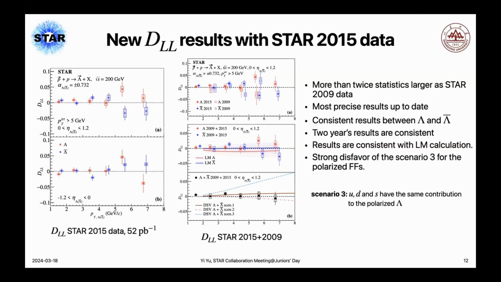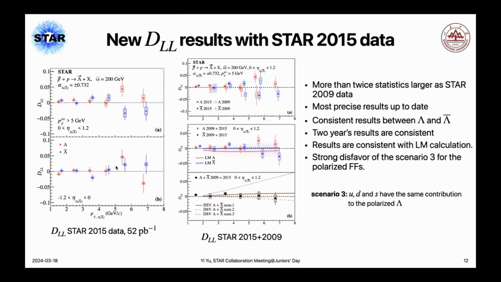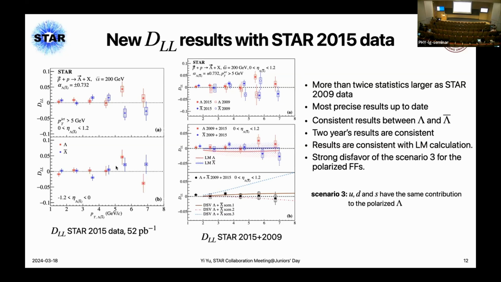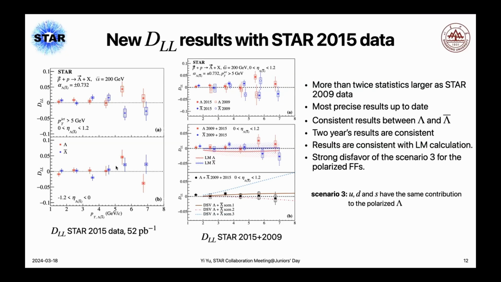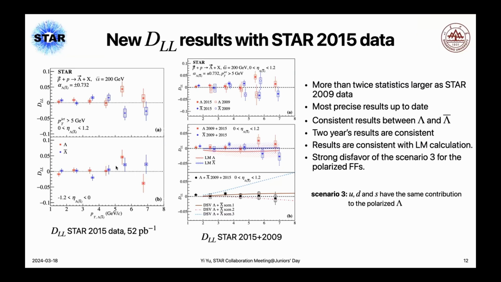And here is our measurement, the new DLL result. The left plot shows the new result as a function of hyperon PT, and this data set has more than twice the statistics of the data set taken in 2009. The top panel of the second plot shows a comparison with the previously published result, and we can see that these results are consistent with each other.